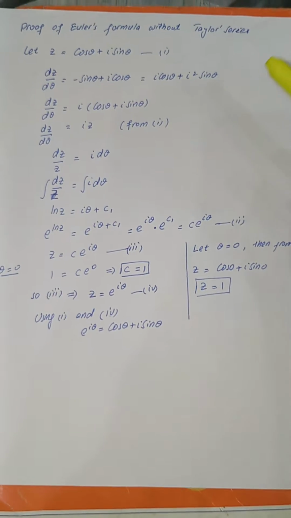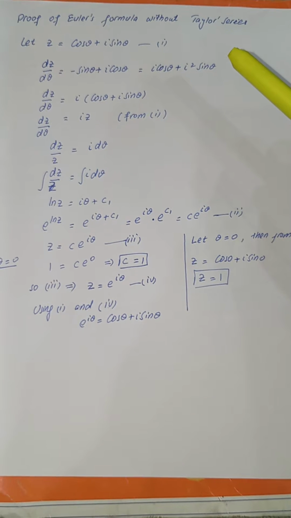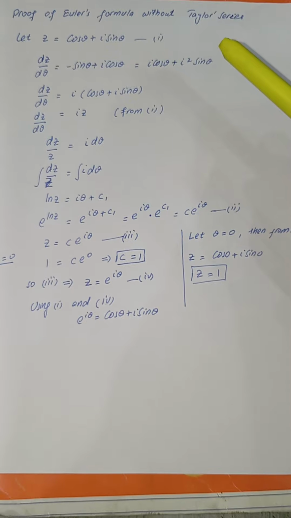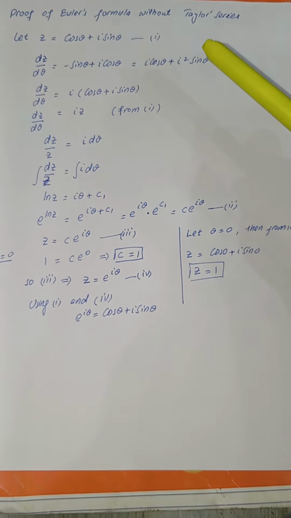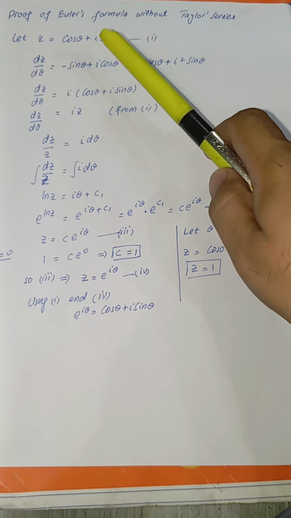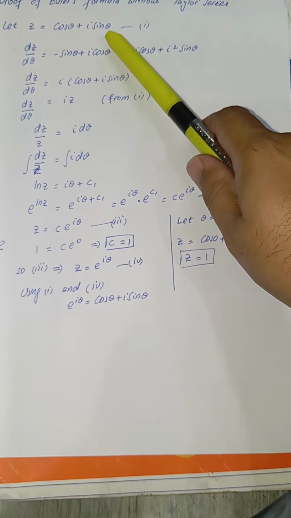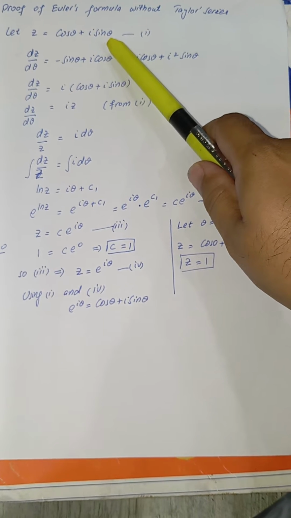Dear students, in the last lecture we derived the Euler's formula using the Taylor series. In this lecture we derive the Euler formula without Taylor series. First of all, we take a complex number z is equal to cos theta plus iota sin theta in equation 1.